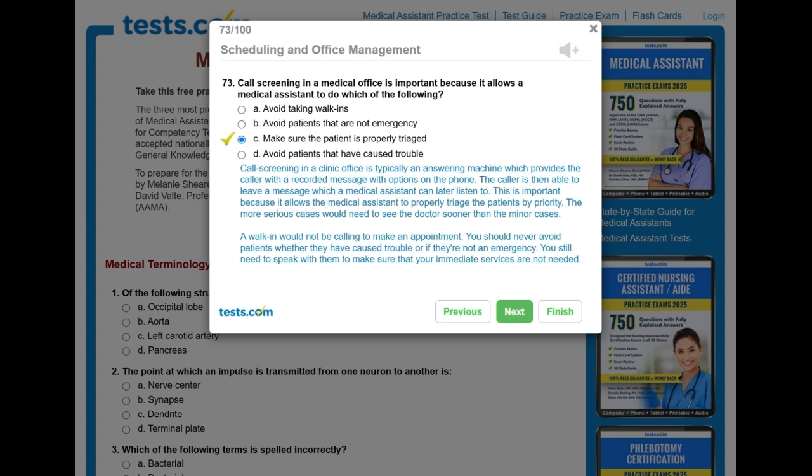Call screening in a clinic office is typically an answering machine which provides the caller with a recorded message with options on the phone. The caller is then able to leave a message which a medical assistant can later listen to. This is important because it allows the medical assistant to properly triage the patients by priority. The more serious cases would need to see the doctor sooner than the minor cases. A walk-in would not be calling to make an appointment. You should never avoid patients whether they have caused trouble or if they're not an emergency. You still need to speak with them to make sure that your immediate services are not needed.